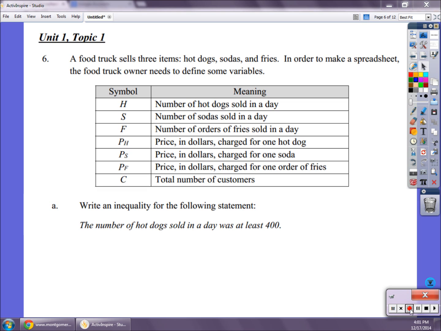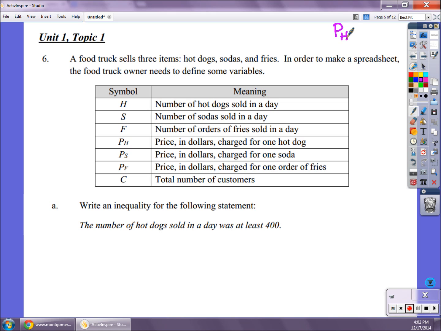A food truck sells 3 items: hot dogs, sodas, and fries. In order to make a spreadsheet, the food truck owner needs to define some variables. So we have a table here. We have the symbols in our left column and the meaning for each of those symbols in our right column. Now, one thing we need to make note of is that this question is going to use subscripts. So a subscript is just the little number or letter here. In this case, that's going to stand for price in dollars charged for 1 hot dog.